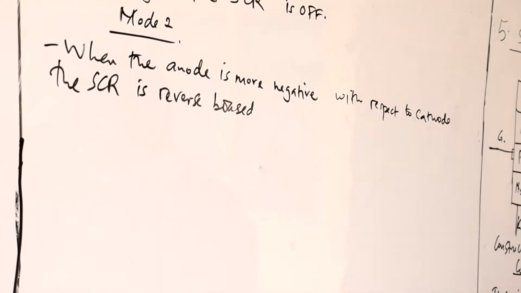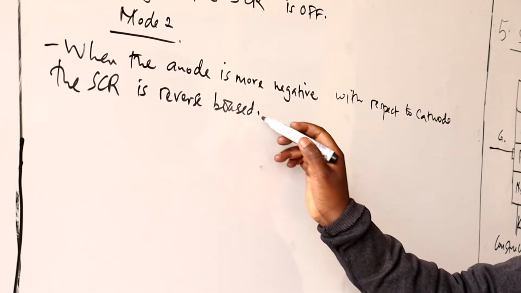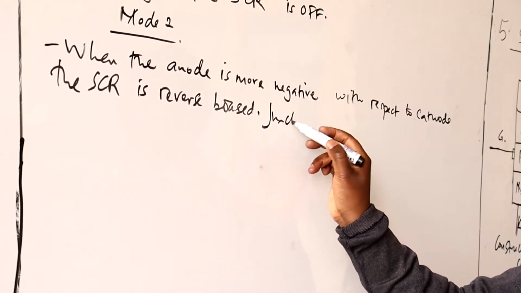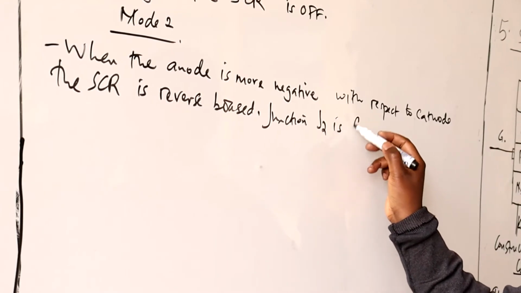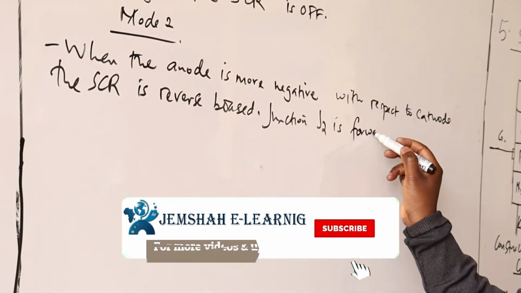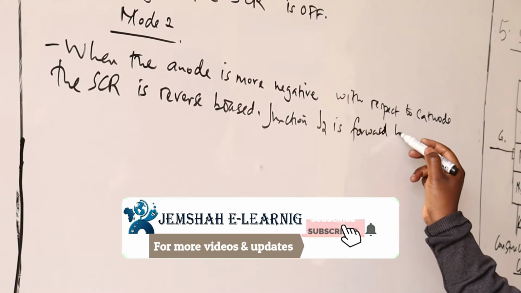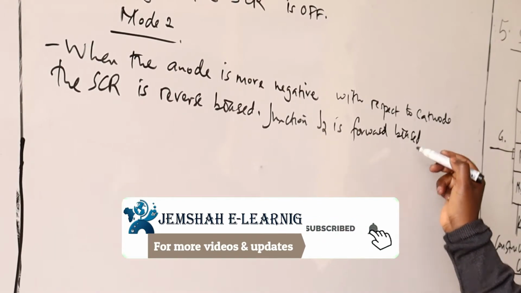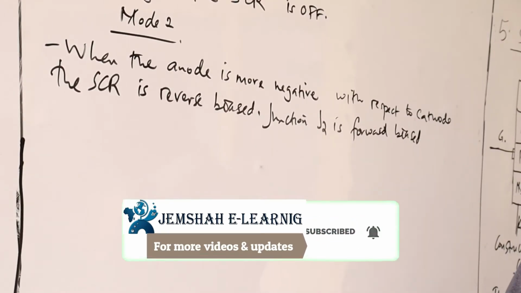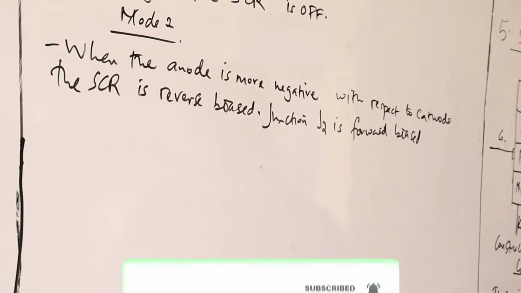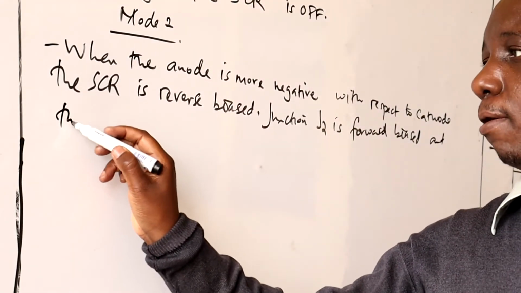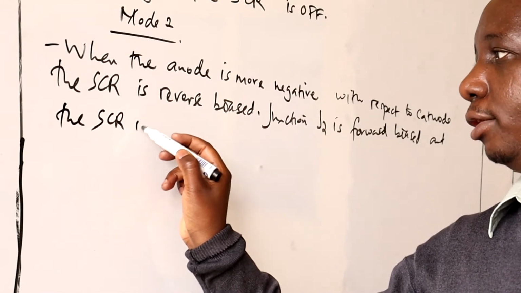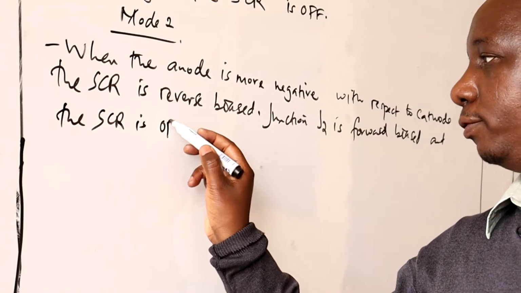And junction J2 is forward biased. And therefore, the SCR is off.